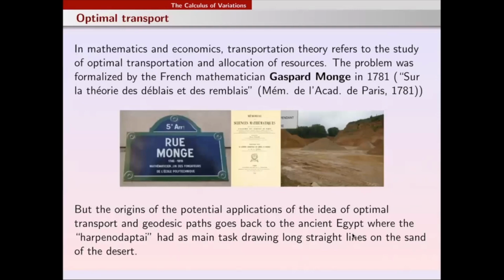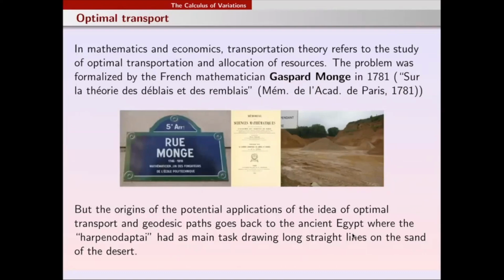Good. So a hundred years later, the French mathematician Gaspard Monge wrote this beautiful paper in French, Sur la théorie des déblais et des remblais. I don't know how you translate this to English, but he introduced what is called today optimal transport theory.